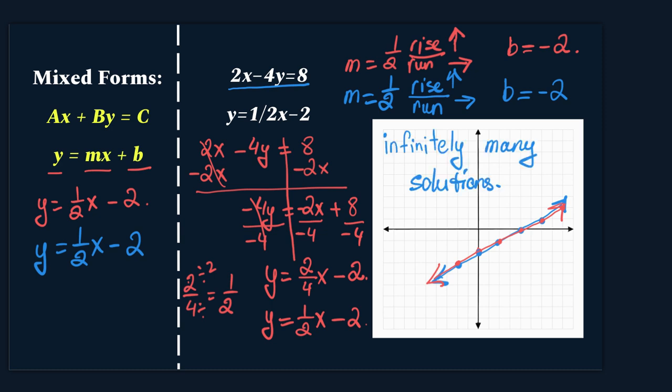Infinitely many solutions will mean two people are starting from the same spot. Let's say it's a race, and they're going at the same speed. So they'll end up at the finish line at the same time.